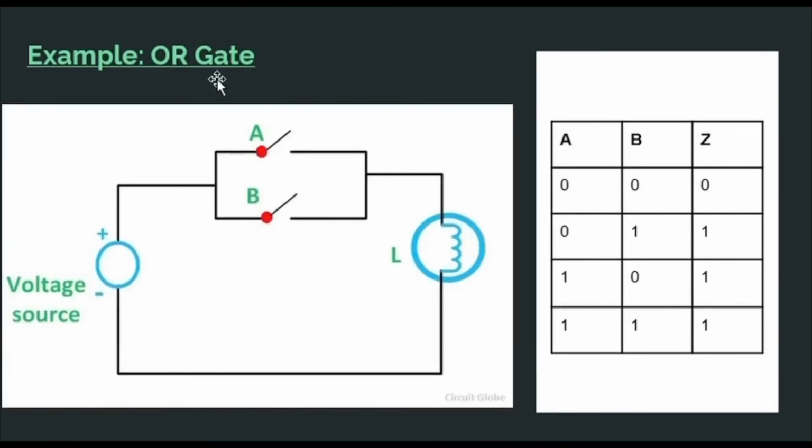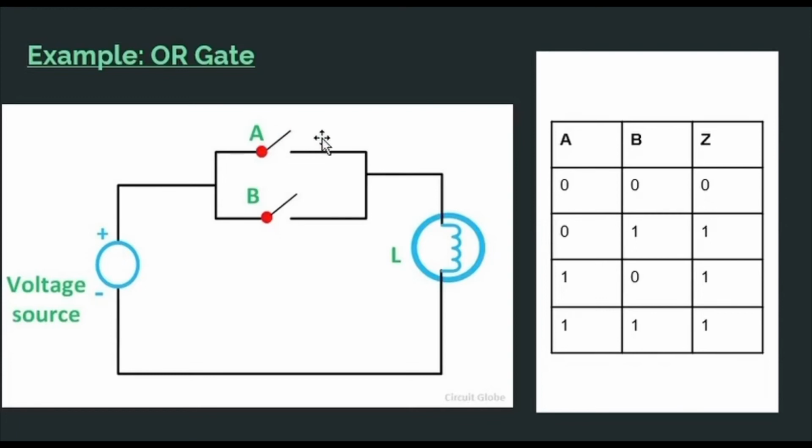Okay, so next we have the OR gate circuit. Here we have a battery, a lamp and two switches, and here we have the truth table of the OR gate. When both of them are 0, no electric current is going to go to the lamp. But when A is 0 and B is 1, the current is going to go to A, it's not going to pass, but when it checks B, it's going to find that it's closed. So it's going to go this way through B and then to the lamp, which is going to light it up.